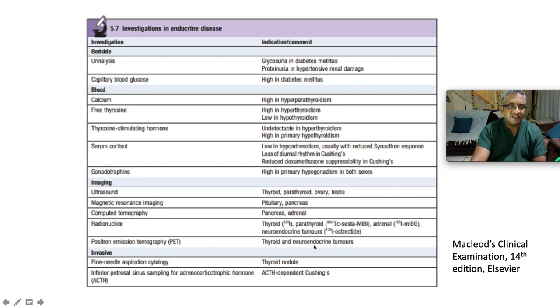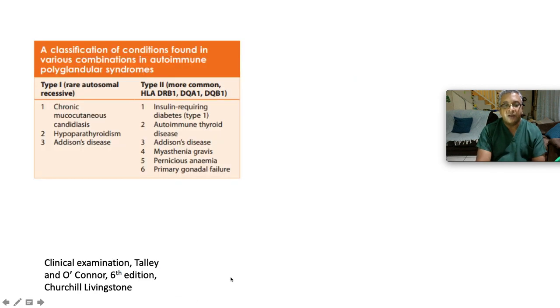Then other invasive tests we can do, if you're thinking about a thyroid nodule, you can do a fine needle aspiration and send for cytology. If it's ACTH, depending on Cushing's that you want to try and prove, you want to do inferior petrosal sinus sampling for an adrenocorticotropic-releasing hormone tumor.